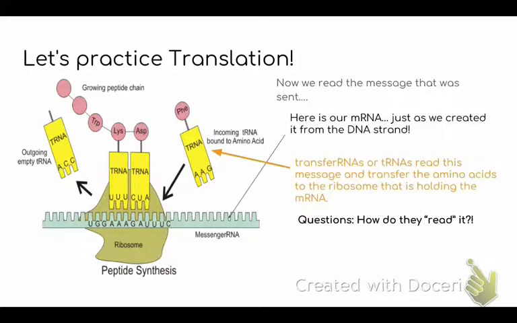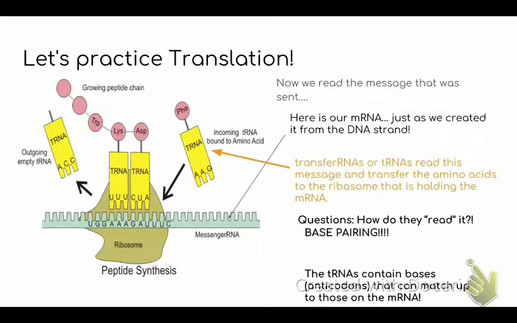So how do they read it? I just gave you a hint. Good, the mRNA is read by base pairing. So the tRNA contain bases. We can see right here these little anticodons that can match up with the mRNA. So this AAG anticodon would be able to bond with the UUC from the mRNA. When that happens, it brings in this amino acid and bonds it to the chain in order to make our protein.